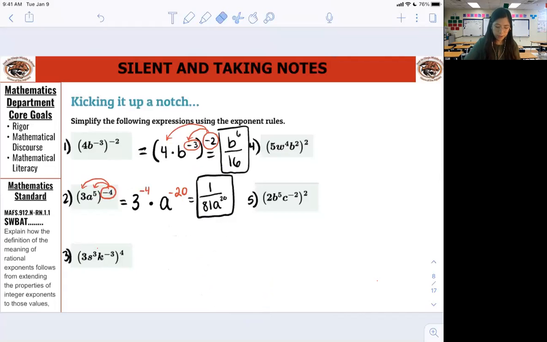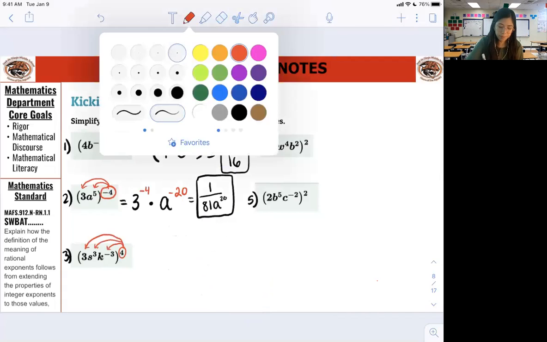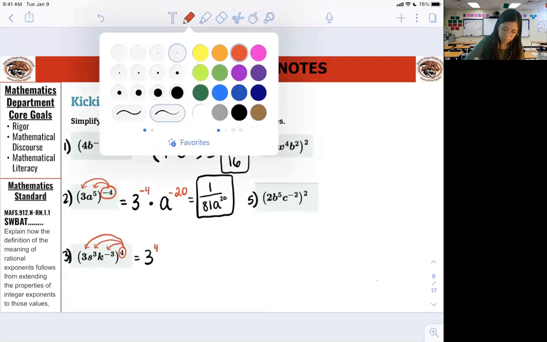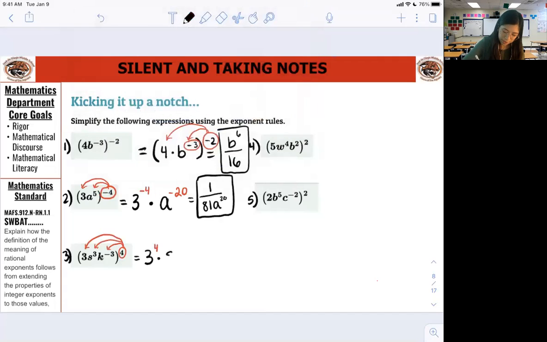Number 3. Okay, we've got a couple extra things going on inside, but we're still going to distribute that exponent to each and every number or variable. No matter how many things are in there, it gets distributed. So I have 3 to the power of 4. Then I have s. What's that going to be? S to the power of?